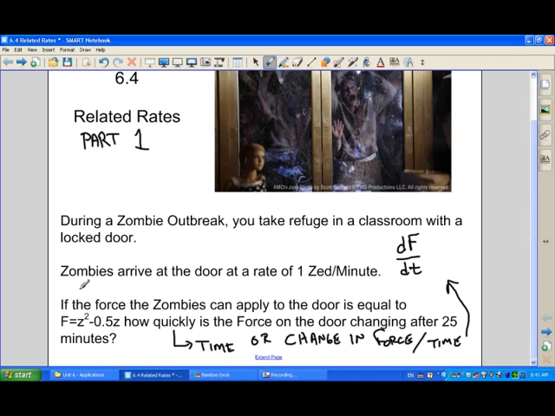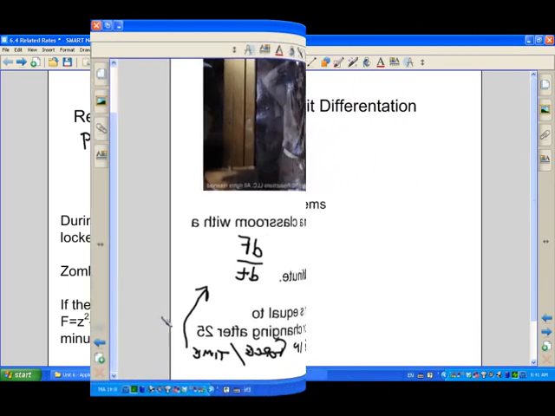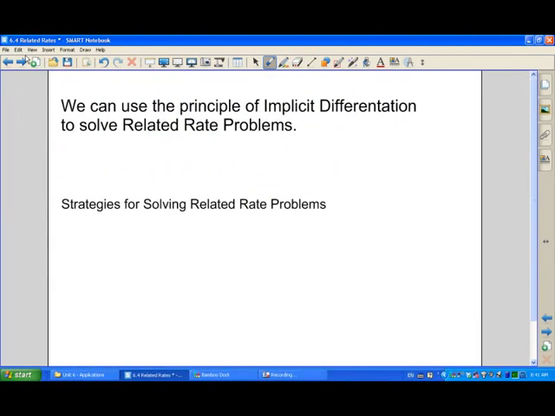But if I look at my equation for force, there's no variable t. So how are we going to solve this question? The way that we can approach that question of how quickly the force on the door is changing is by using the principle of implicit differentiation. And we saw that the other day. We could take the derivative of certain variables with respect to other variables.